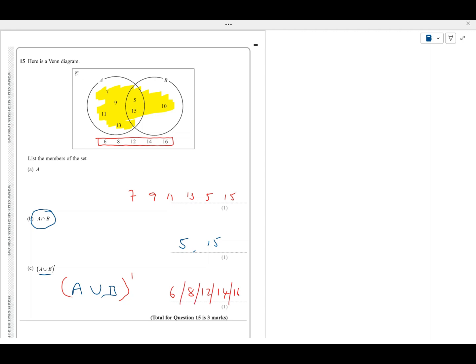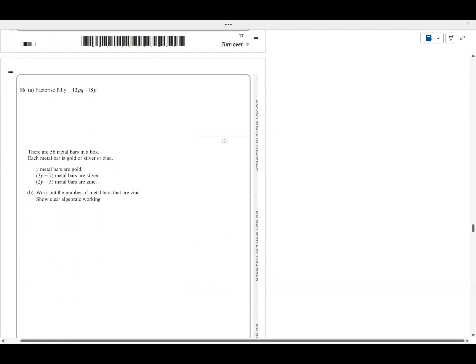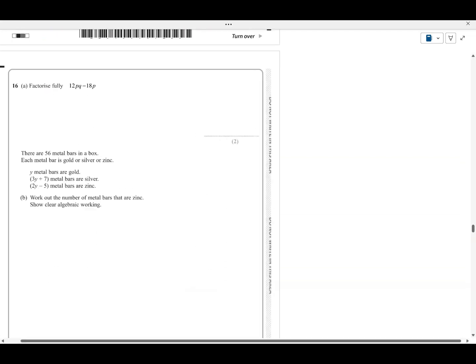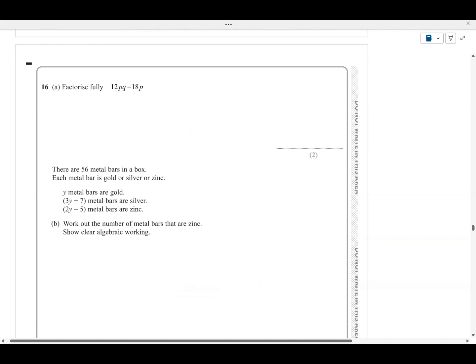And that's question 15 done. Question 16. Factorize fully. Now, what can we pull out of here? What's the highest common factor? We're going to have 6p, which is going to leave me with 2q minus 3.